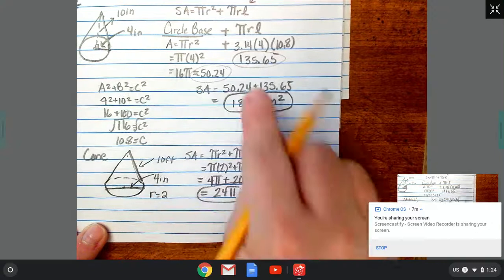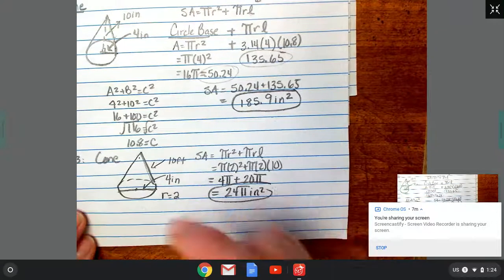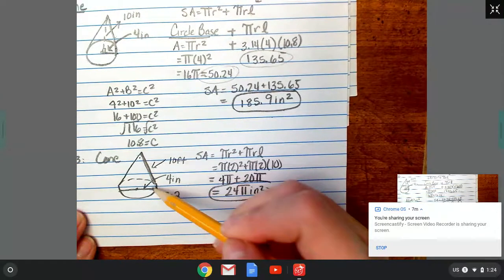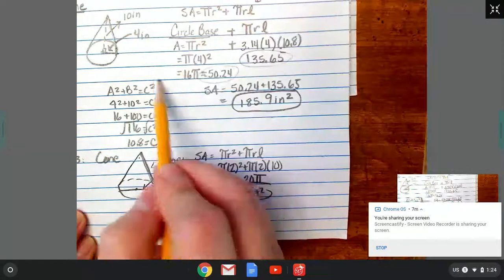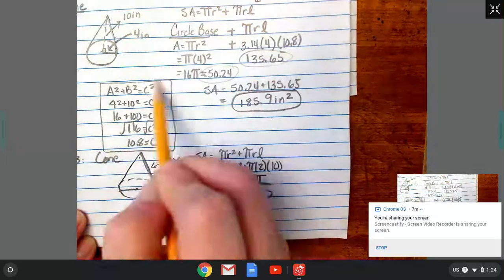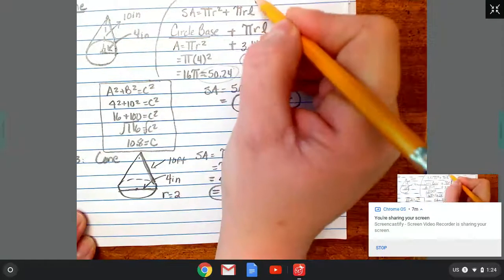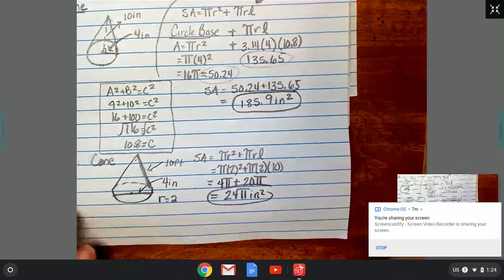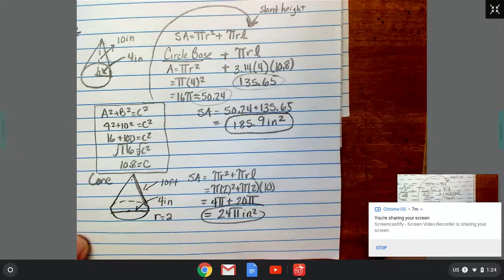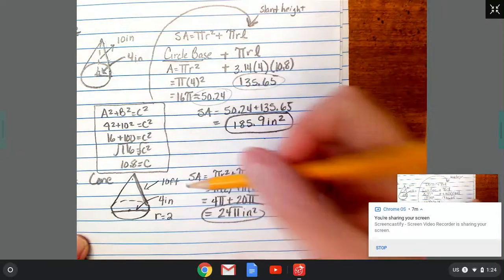So you can see the difference in these two problems. This one gave me the slant height. So if I don't have that, I've got to do this extra step. Yep, it's a little aggravating, but that's what it takes to do that problem if they don't give you enough information. You've got to find a slant height. Okay, here we didn't have to.